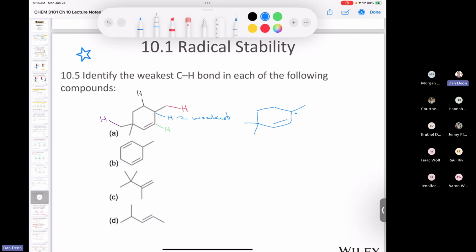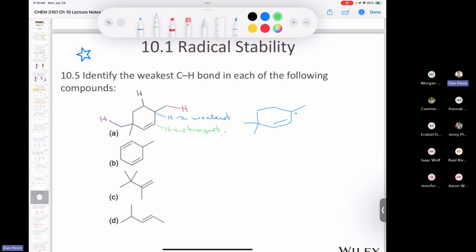Might be a tougher question. I don't know. Yeah, absolutely, you guys. It's the green one, right? That one's going to be the strongest because it's vinylic. Yeah, thanks. I know it's not what it's asking, but that's good work. Absolutely. So why did Rubio say the blue one is the weakest?